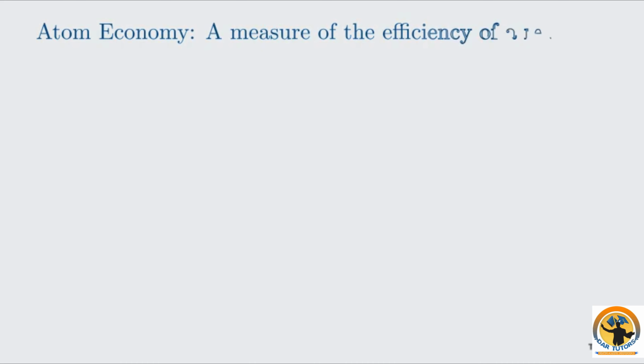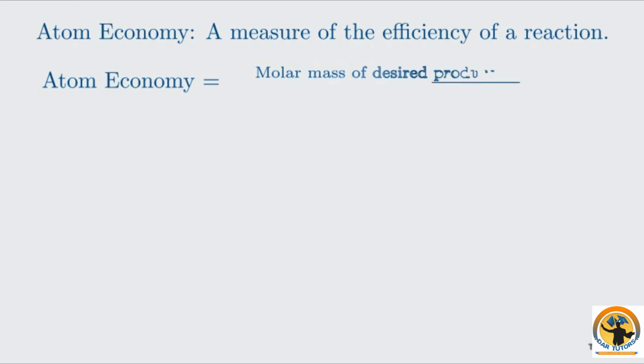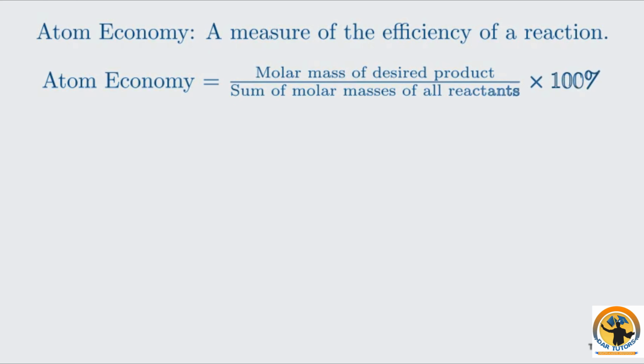Let's continue by exploring a concept closely related to green chemistry called atom economy. Unlike percentage yield, which focuses on the mass of the desired product, atom economy focuses on the utilization of all atoms in the reactants. Atom economy is a measure of the efficiency of a reaction based on the mass of the reactants that are incorporated into the desired product. It's calculated by taking the molar mass of the desired product, dividing it by the sum of the molar masses of all reactants, and multiplying by 100.